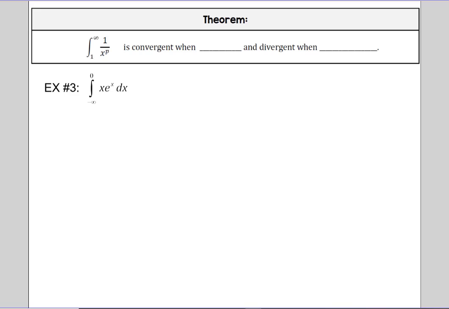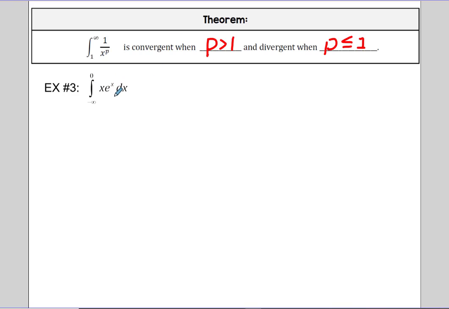In this theorem, this is the P series test. If we have some function in the form of 1 over x to a power, we say it's convergent when that power is greater than 1, and we'll find that it's divergent if the power is less than or equal to 1. So let's give this a look.